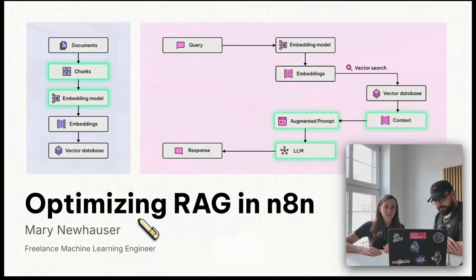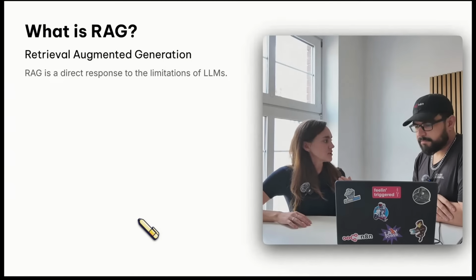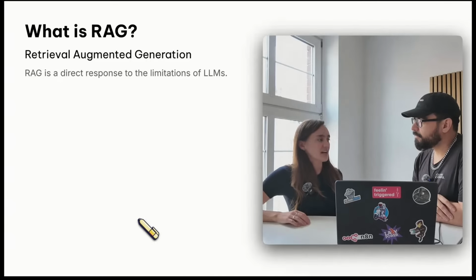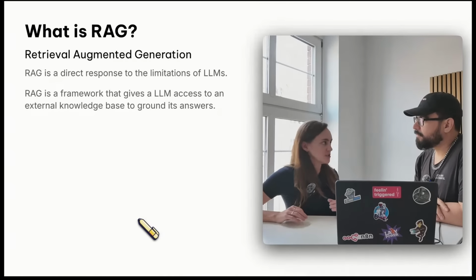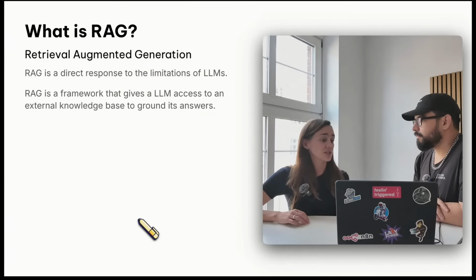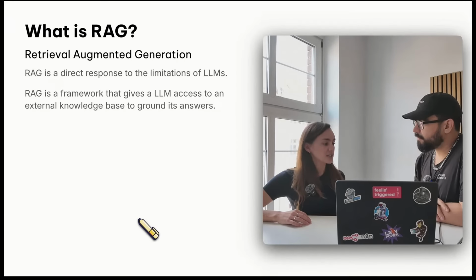Yeah, so RAG stands for Retrieval-Augmented Generation. And you might be wondering, what does that mean? If we step back a little bit, when LLMs came out, one of the first huge limitations we saw was that they didn't have access to real-time data. Another significant limitation of LLMs is that they hallucinate, which means giving the wrong answer in a very confident way. So RAG is a direct response to these limitations. Essentially, it's a framework that gives a large language model access to an external knowledge base so that it can ground its answers in the correct context.